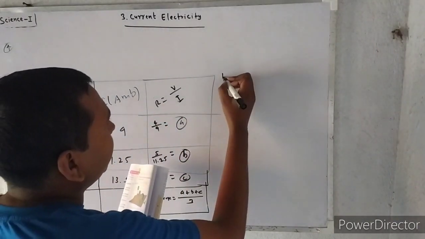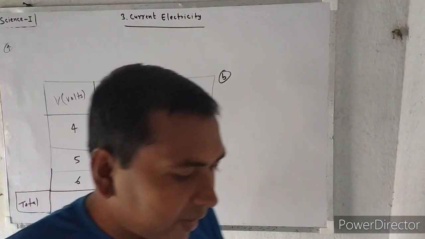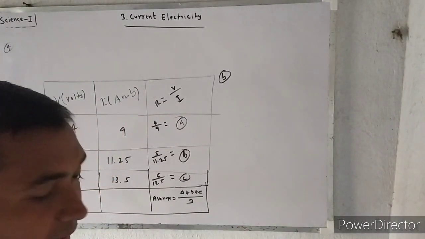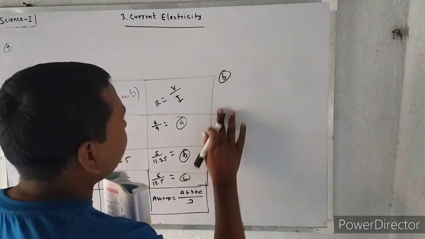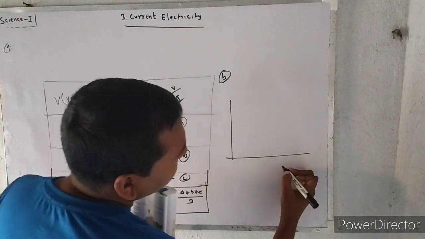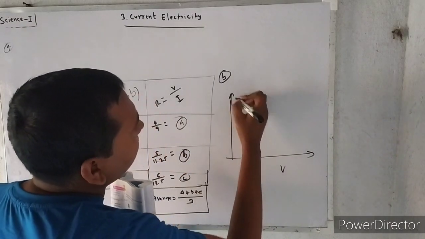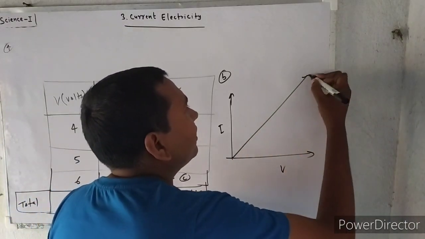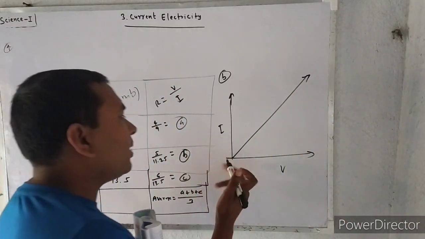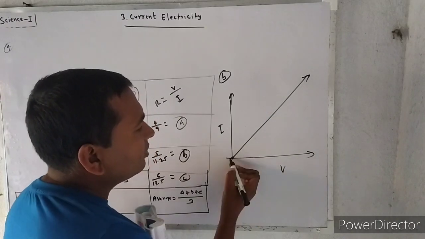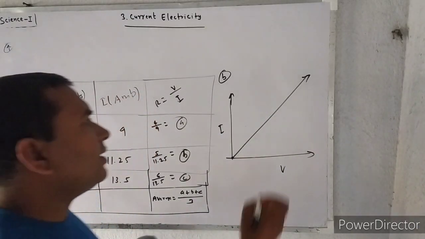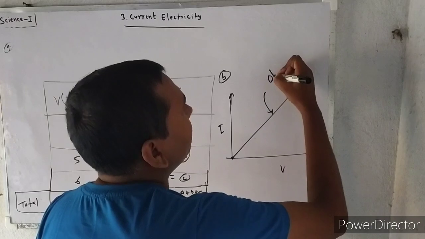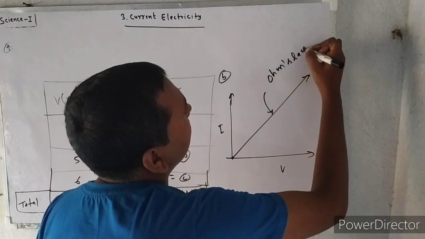Second is, B is, what will be the nature of the graph between the current and the potential difference? Do not draw the graph. Actually, one thing I want to tell you, if you plot the graph between voltage or potential difference and current I, there is a linear graph, and this linear graph passes through the origin. This is a straight line. This represents Ohm's law. Okay.